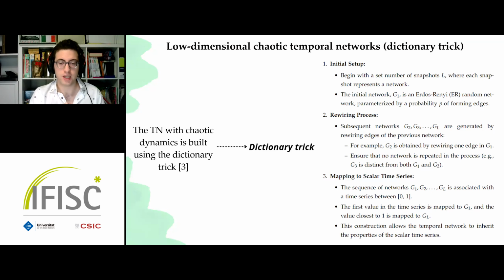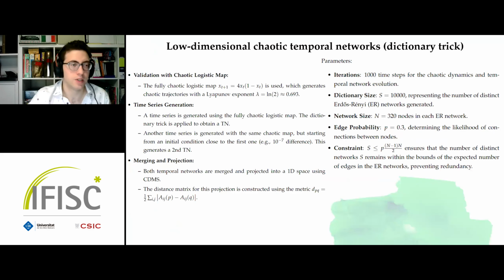Then we associate to this sequence of networks a time series between 0 and 1. The smallest value, the closest to 0 in the time series, is mapped to G1, and the closest to 1 is mapped to GL. This construction allows the temporal network to inherit the dynamics of the time series.